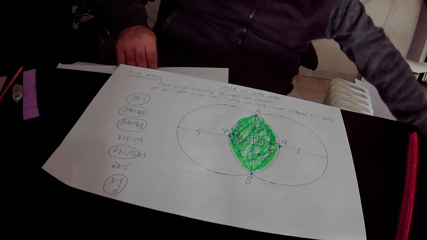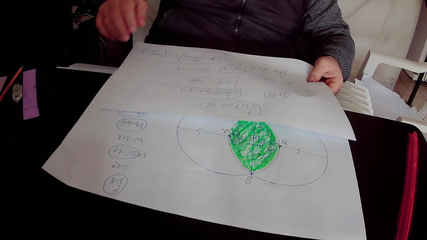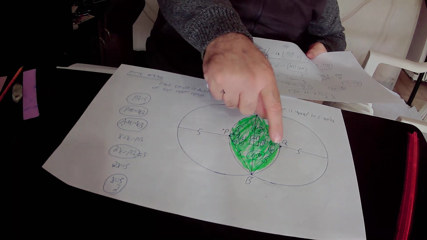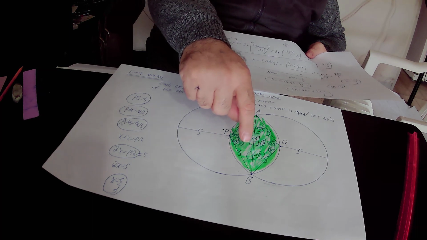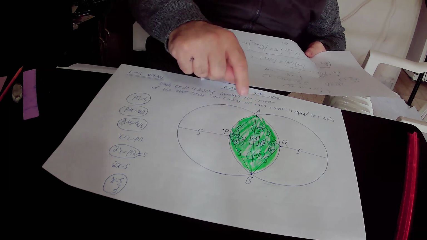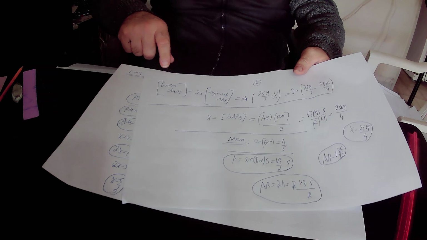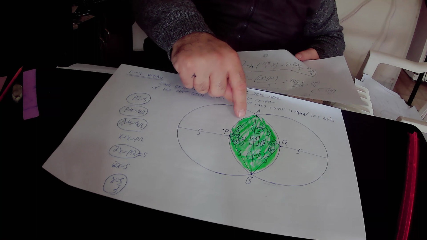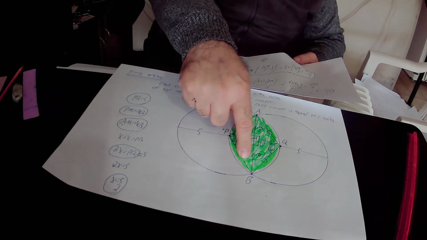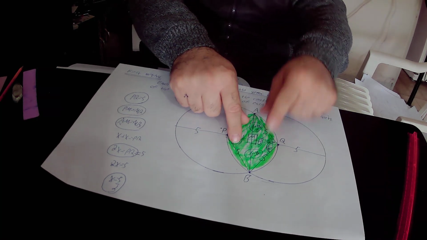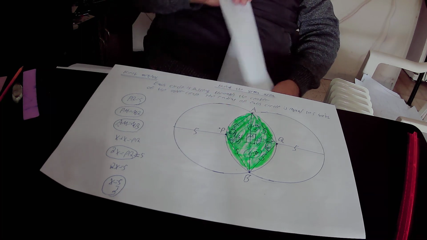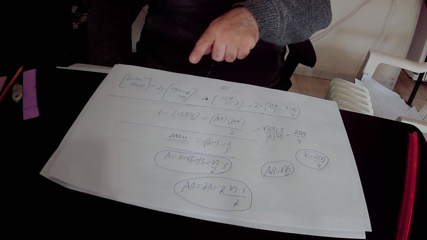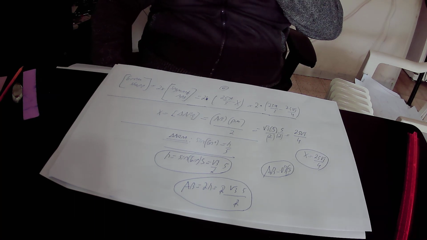Therefore, the green area will be equal to 2 times the area of one of the segments. So the area of the green shape will be equal to 2 times the area of segment APB. Why? Because those two segments are equal to each other. Again, the area of the green shape equals 2 times the area of segment APB.